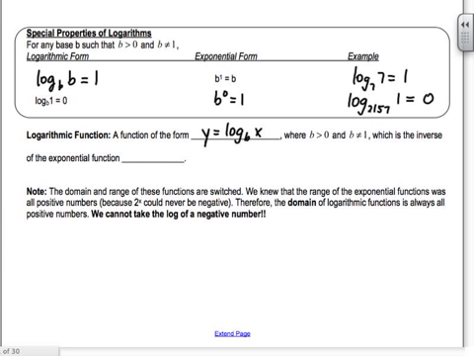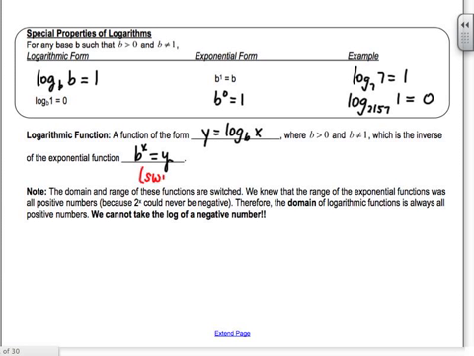Casey, you with me? Yeah. All right, so if we're going to switch them, how do I write my exponential form for y equals log base b of x, first of all? So what's exponential form for that? y equals log base b of x would be b to the y equals x. So that means its inverse function is b to the x equals y.